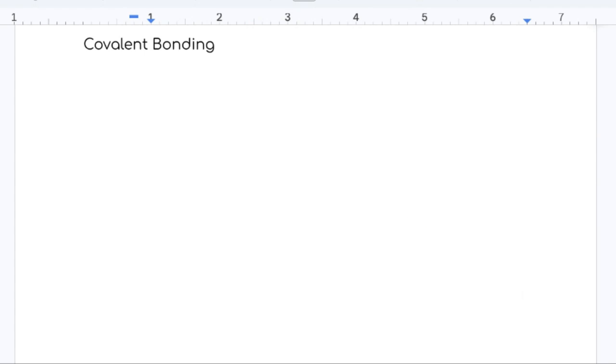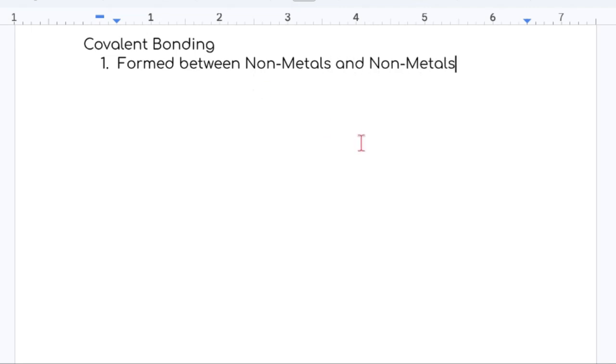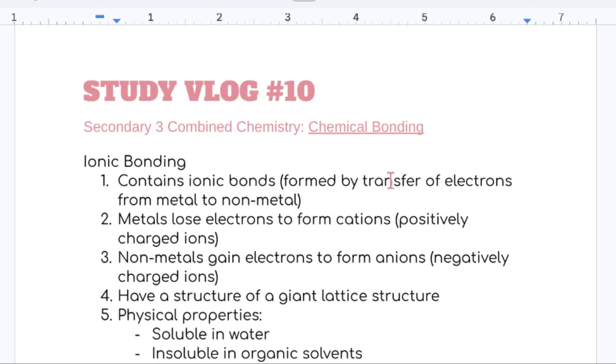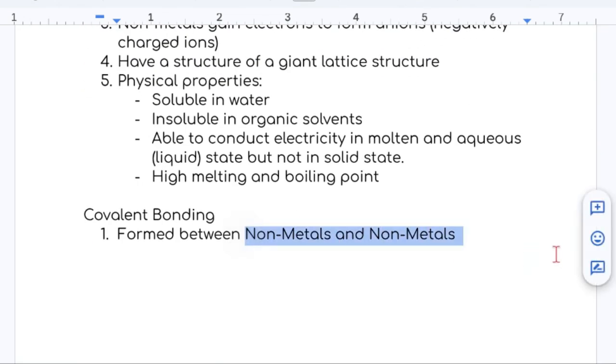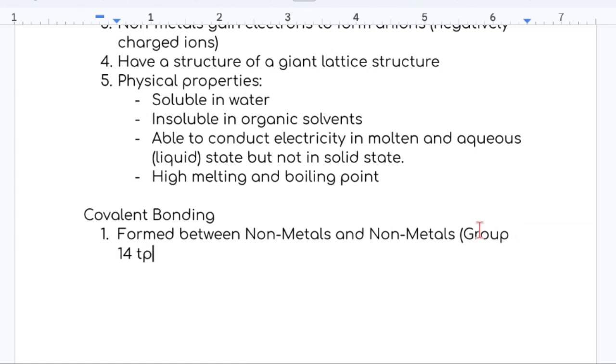let's go to covalent bonding. Okay, so covalent bonding is formed between non-metals and non-metals. Like over here, we can see that it is from metal to non-metal, but over here it is non-metals and non-metals, which for extra information, these are part of group 14 to 17 in the periodic table.